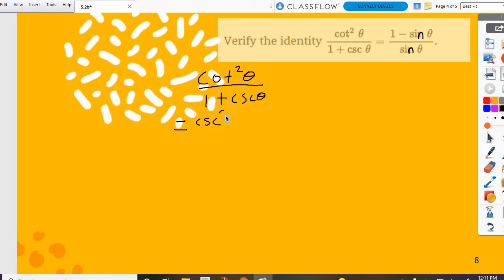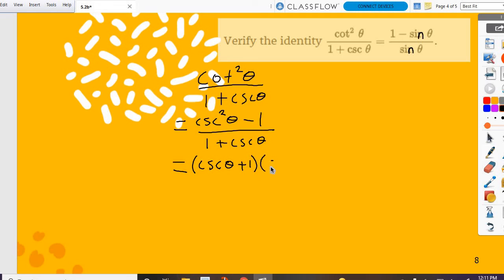Cosecant squared of theta minus 1, which is a what? Secant being squared. 1 is a perfect square. So it's a difference of squares. So what can we do with it? Factor it. What does it factor to? Cosecant of theta plus 1.